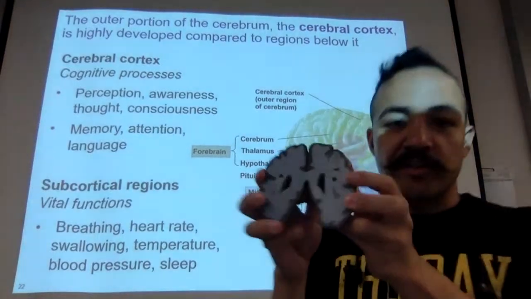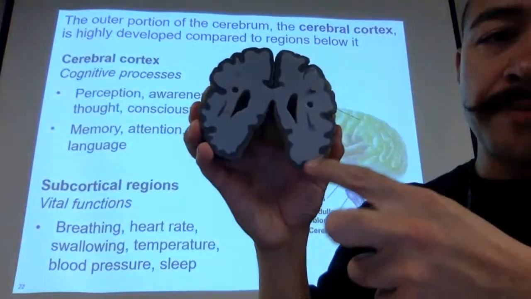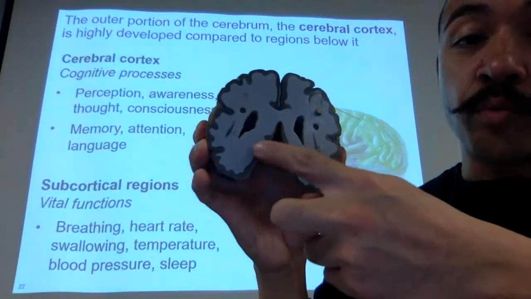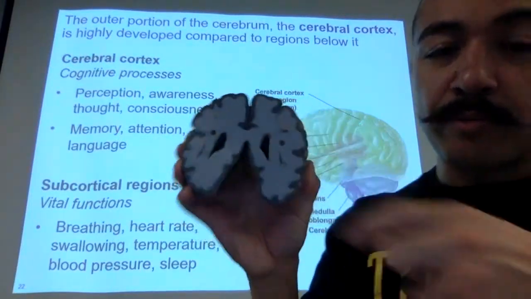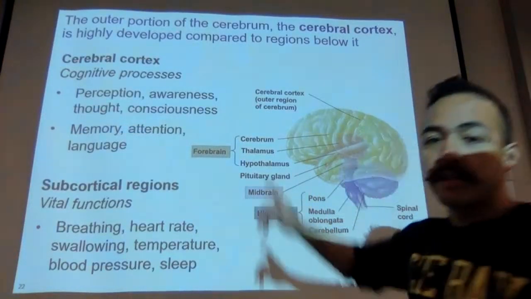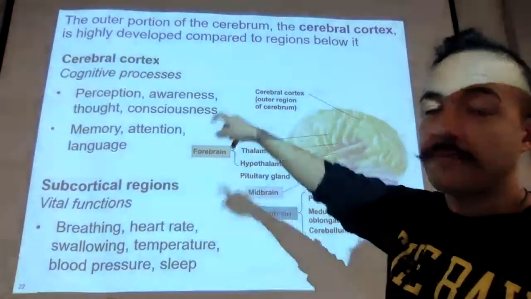So once again, here's a frontal cut of the cerebrum. Here's the gray matter lining the outside. Where you find the gray matter, that's cerebral cortex. Important for really high order stuff.